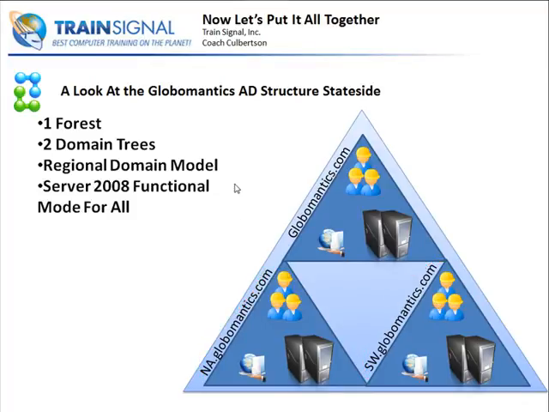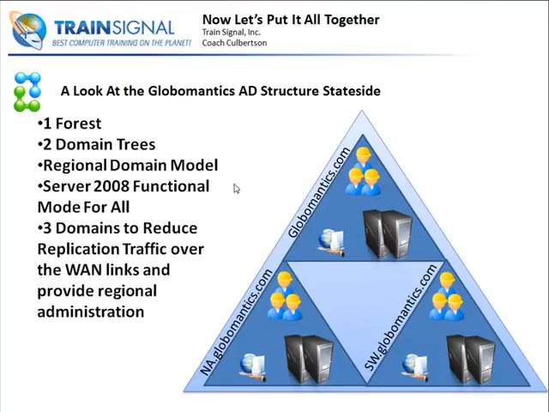With Globomantics, we're going to state that we're going to have a Server 2008 functional mode for both the forest functional level and the domain functional level. All we're going to have in our entire forest are Server 2008 machines. That's going to provide us a lot of advantages in terms of, again, the whole security thing and utilizing fine-grained password policies. Fortunately, Globomantics has a rather large budget. It's a very profitable company, and we can afford to do that sort of thing.